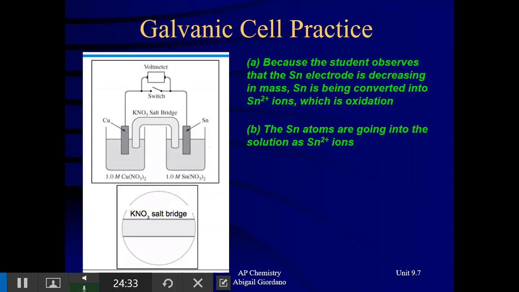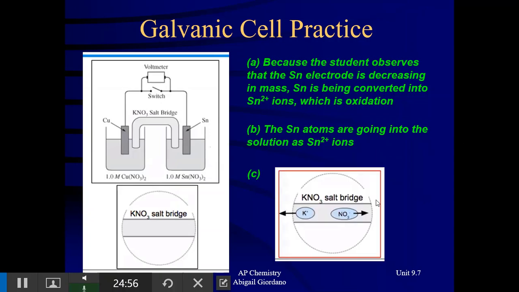Part C says, in the expanded view of the center portion of the salt bridge shown in the diagram, draw and label a particle view of what occurs in the salt bridge as the cell begins to operate. And we did not have to draw solvent molecules, and we were to use arrows to show the movement of particles. So I drew something just simple like this.